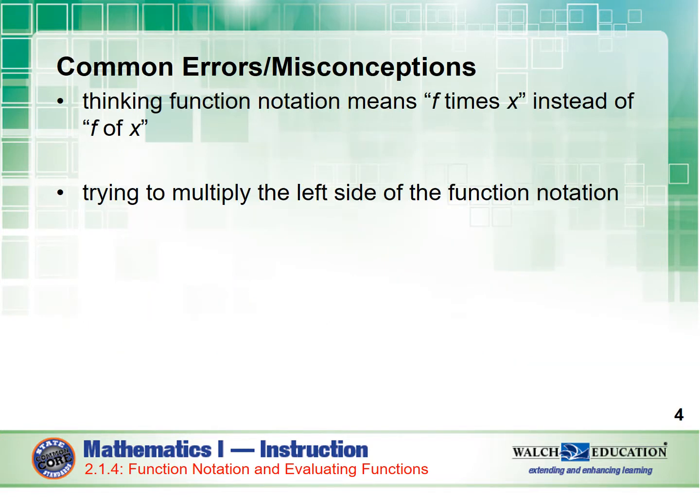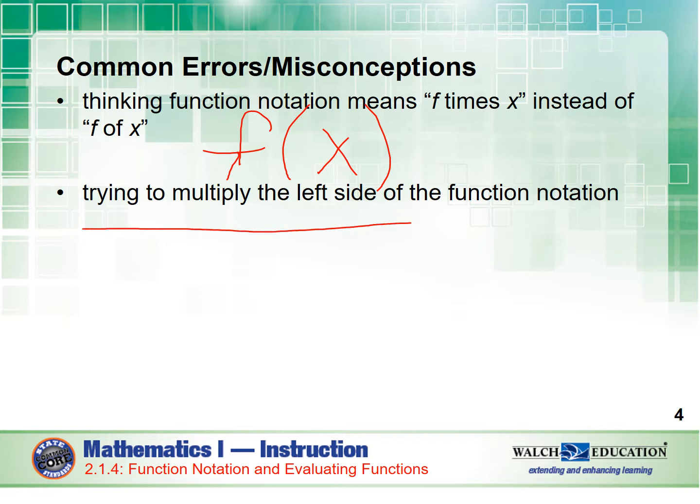Okay, common errors and misconceptions. This is a big one. Thinking function notation means f times x instead of f of x because it's written f parentheses x. There is no distributing happening here. There's no multiplying, even though you have parentheses. You only multiply when you have parentheses if you've got two numbers. We don't have numbers here. We have f and a parenthesis and then an x.